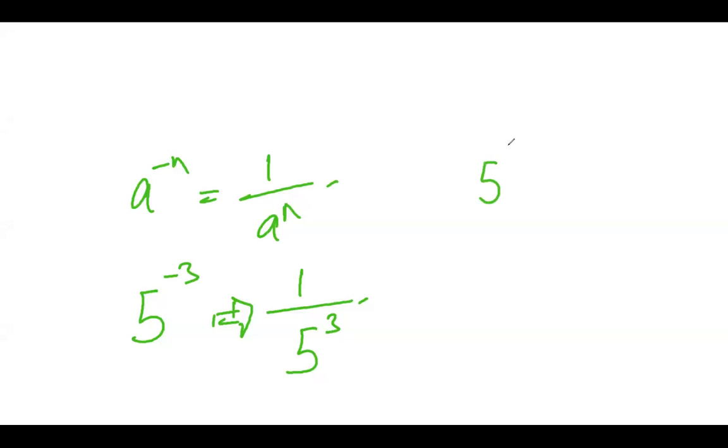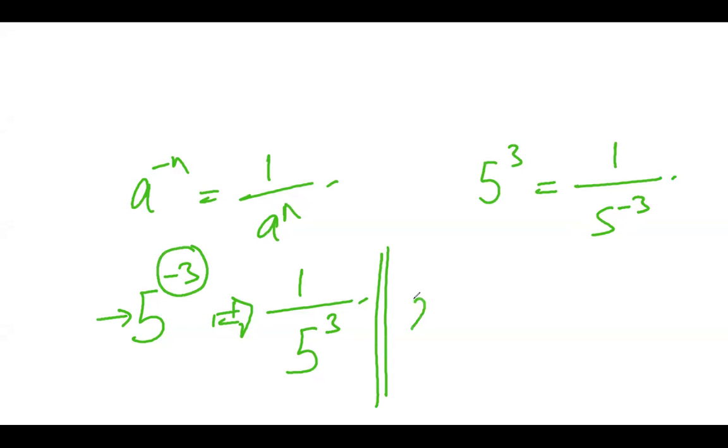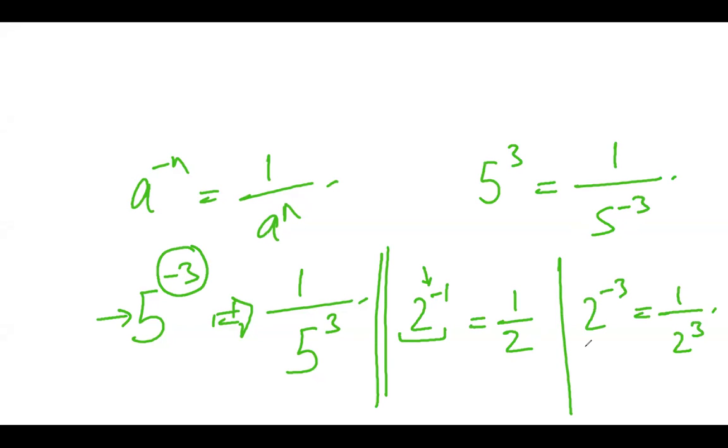So 1 upon 5 raised to power minus 3 can be written as 5 raised to power 3. So please understand that when there is a minus 3, the negative power will make this 5 go to the denominator. The simplest example that I can take is 2 raised to power minus 1. This minus will take this 2 to the reciprocal. So again, 2 raised to power minus 3 is equal to 1 upon 2 raised to power 3. I hope this is getting clearer.